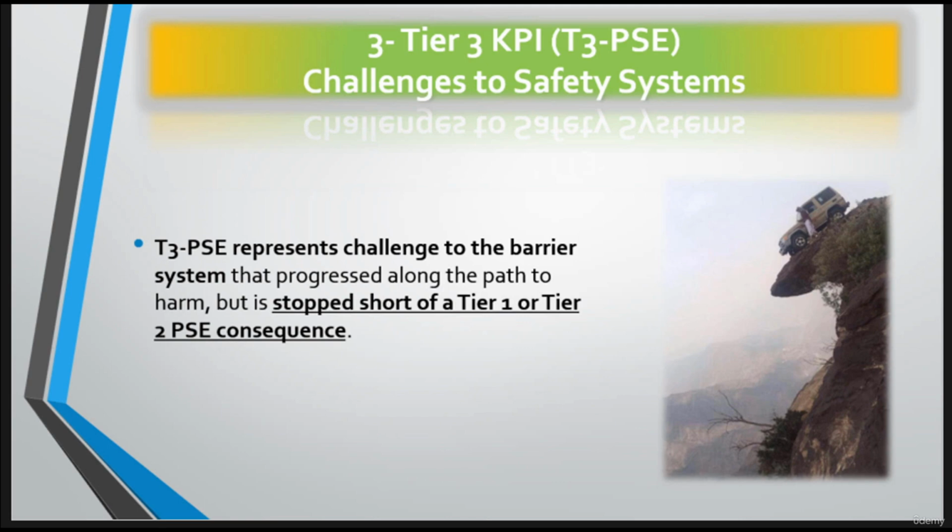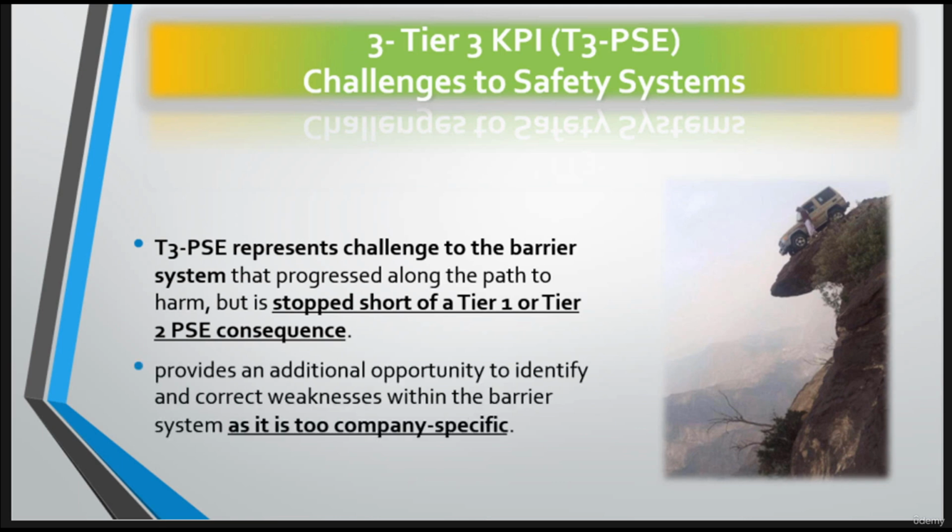Okay, so it didn't turn out to be a Tier 2 process safety event, or it didn't turn out to be a Tier 1 process safety event. So this indicator, or this KPI, is intended for internal use only, but can be used, of course, for public reporting as well. And it should be custom tailored according to the needs of the company and the meaningfulness of the operation. Okay? The Tier 3 KPI provides an additional opportunity to identify and correct weaknesses within the barrier system, as it is company specific.